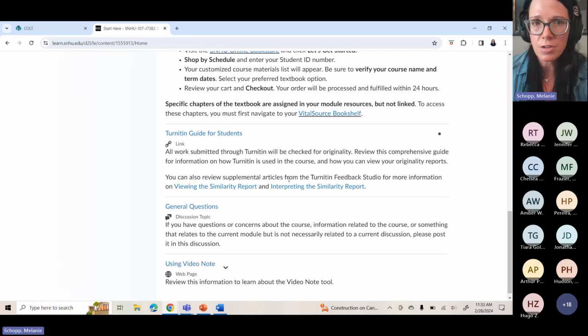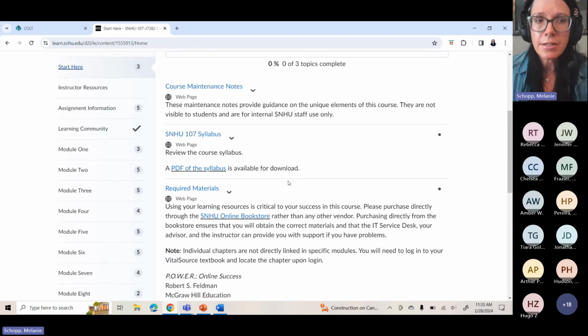So just know all of that is right here underneath Start Here. As a reminder, you have 8 weeks for your class. So each week is one module. Module 1 is week 1. Module 2 is week 2. All right, I just wanted to point that out.